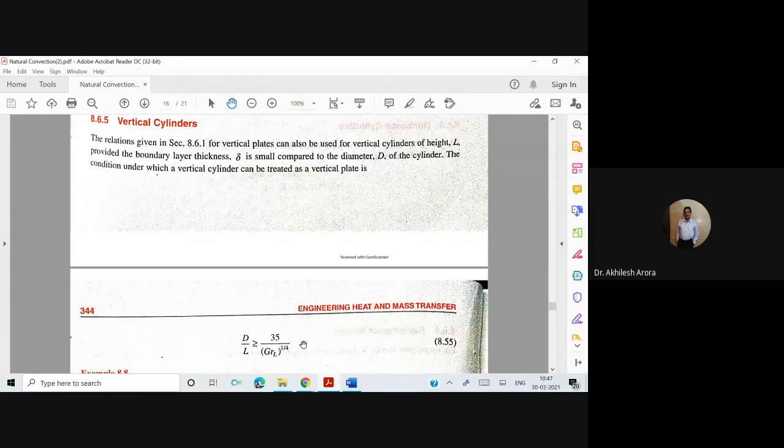So this you need to remember. If it is a vertical cylinder, you can check this condition: diameter divided by L has to be greater than or equal to 35 divided by Grashof number raised to power 1 by 4. If this condition is satisfied, you can consider the vertical cylinder to be behaving as a vertical flat plate, and then you can apply the equations which we have applied for the vertical flat plate.